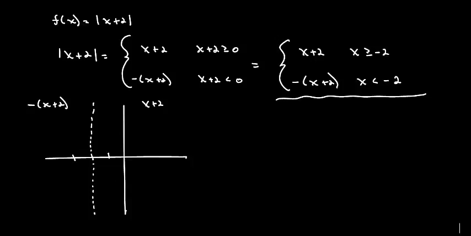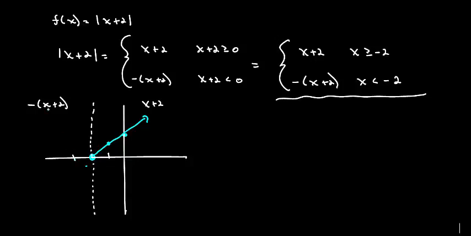So we'll start plotting some points. Okay, when I plug in -2, I get 0 out. When I plug in -1, I get 1 out. When I plug in 0, I get 2 out, so on and so forth. So this is this graph. Now when I plug in -2 over here, I'm going to get an open circle, but I'm already closed at 0, so we're good there.